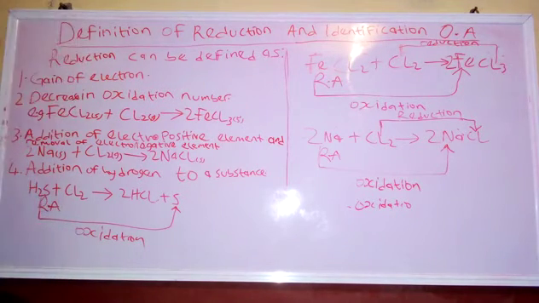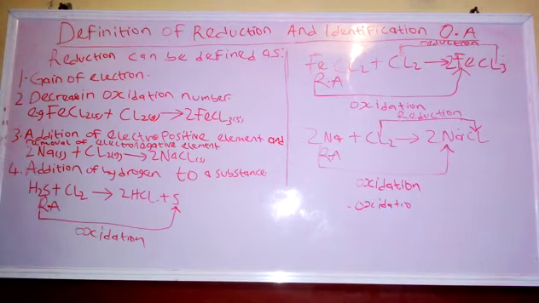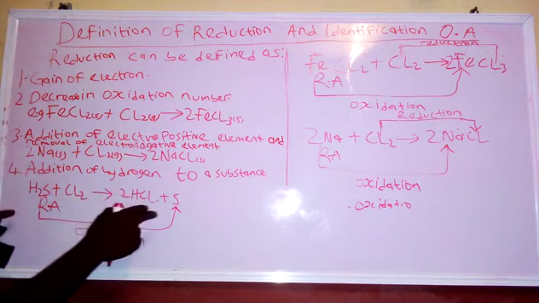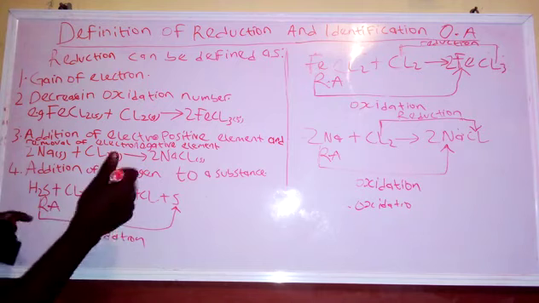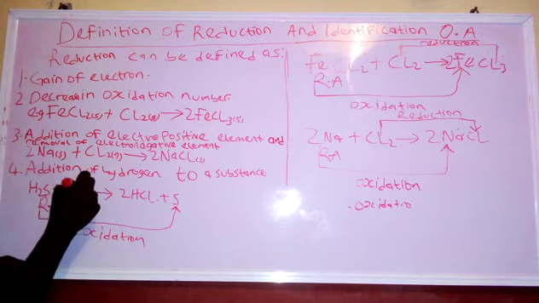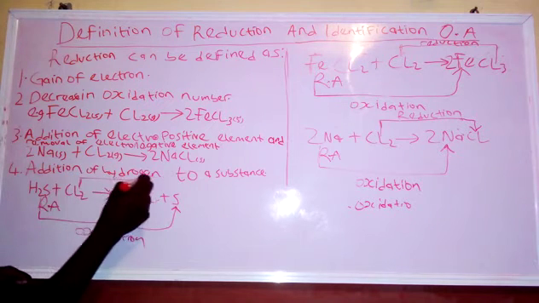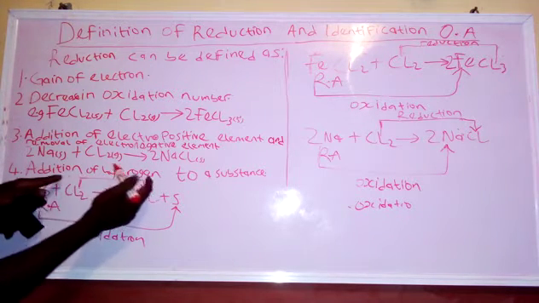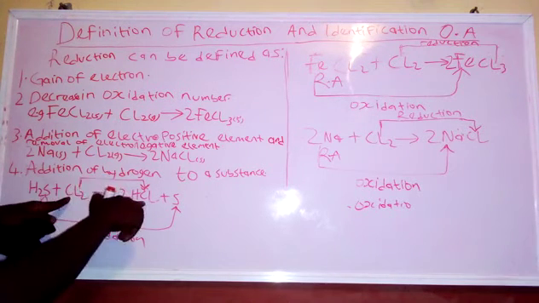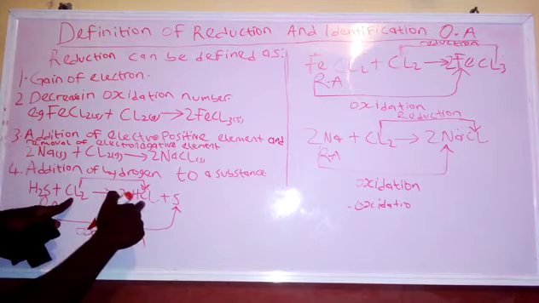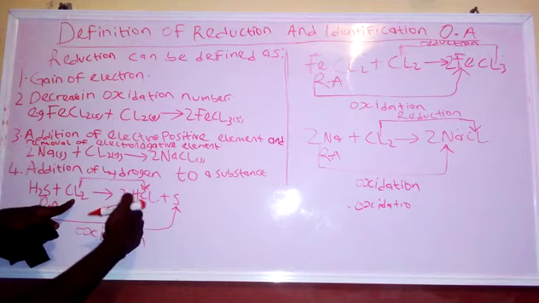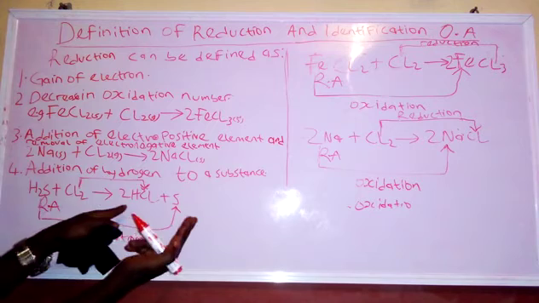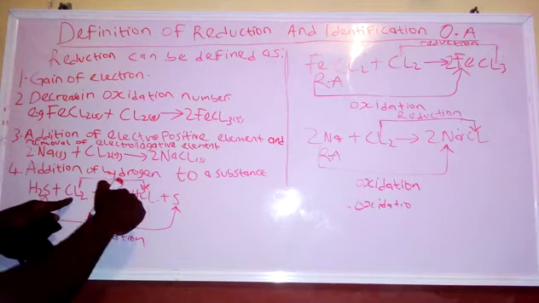So now let's move forward. Also, addition of hydrogen to a substance. Now look at this reaction. Can you see? If you look, it was chlorine here, but hydrogen was added to it at the other end here. Now, addition of hydrogen is addition of an electropositive element, so if we say addition of electropositive element, we are still right.